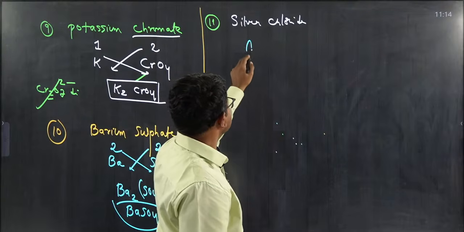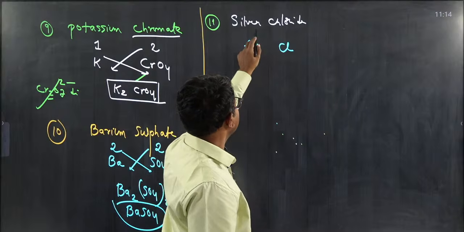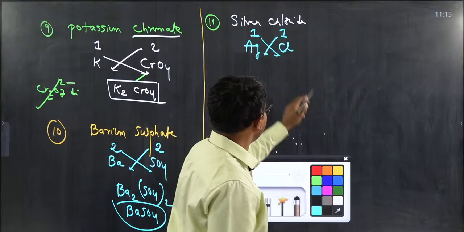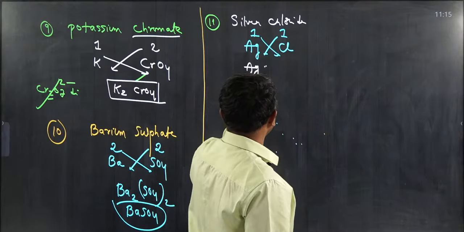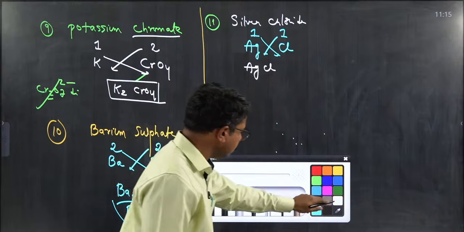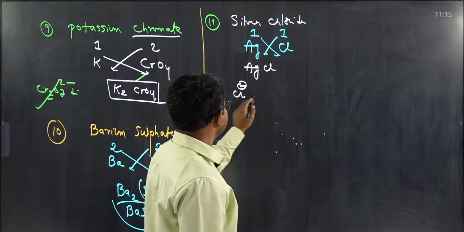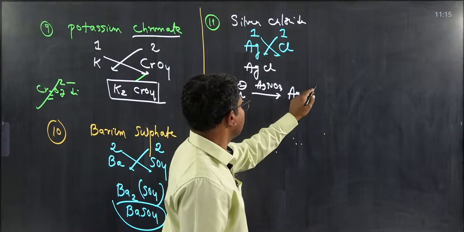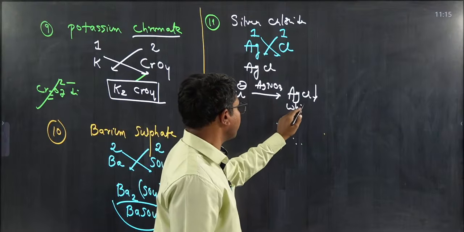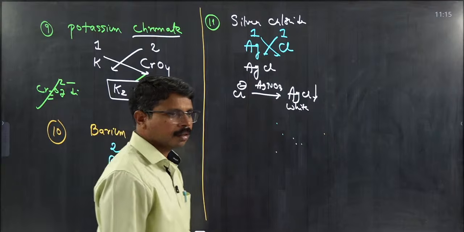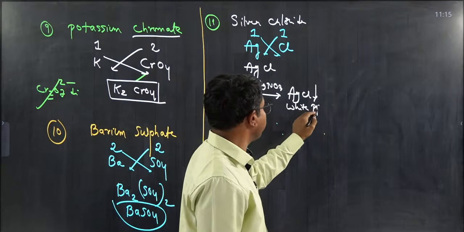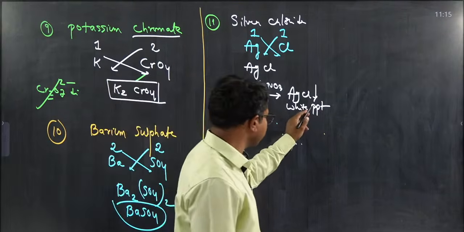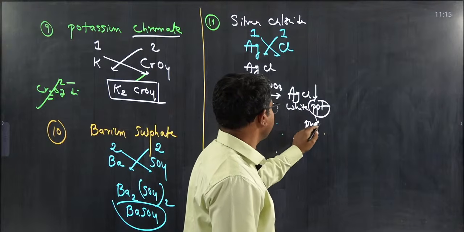Okay, the symbol of silver is Ag and the chloride symbol is Cl, and Ag and Cl have valency 1 each. Therefore, the formula of silver chloride is AgCl. Again, a compound which contains chloride ion, when treated with AgNO3, gives the white precipitate of AgCl. So the AgCl compound is very important in our chemistry. AgCl is a white PPT. PPT means precipitate, not PowerPoint presentation. White precipitate.